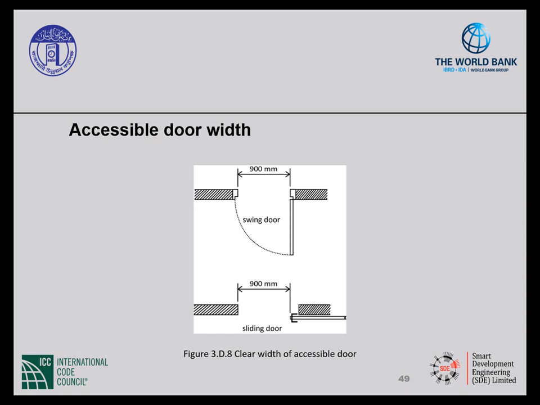This is often misunderstood, and many people think that the door leaf needs to be 900 millimeters, and that provides the clear opening. But as you can see from this graphic and the one that I'm going to show you in just a minute, the thickness of the door and the thickness of the jamb reduces the opening if the door leaf was 900 millimeters. So that's why you want to make sure that you provide the 900 millimeters in the clear opening.